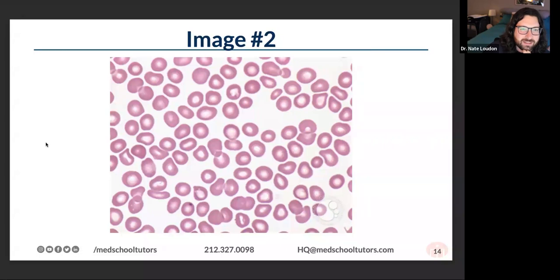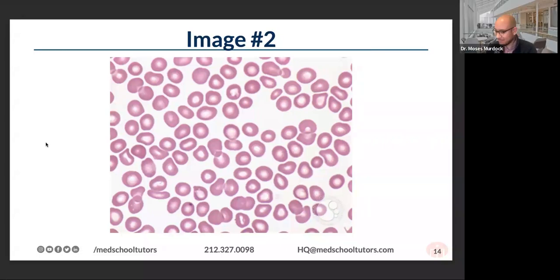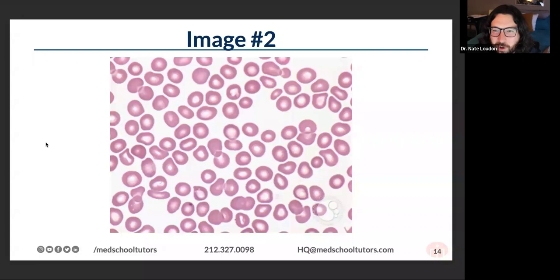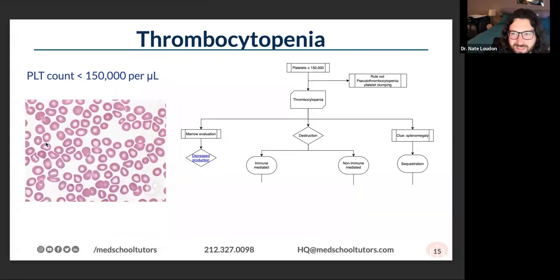All right. Awesome. So, what do you think, Nate? Yeah, what do you guys think? So Moses is pimping me on things that I don't often think about in my land of radiology, but I think I don't see a lot of platelets here, and so I think we're dealing with some thrombocytopenia. Hopefully, you guys agree with me.